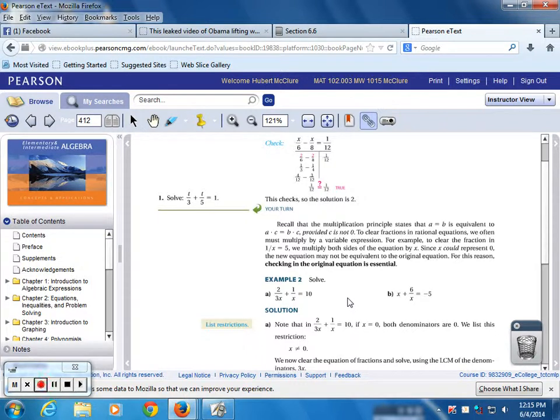I have a question. Why wouldn't it be just 3x? Because you got 2 of them. Okay, that makes sense now. Yeah, I get it. Because if you multiplied it by 3x, it still wouldn't work. You still have a fraction over here. I mean, it wouldn't work.